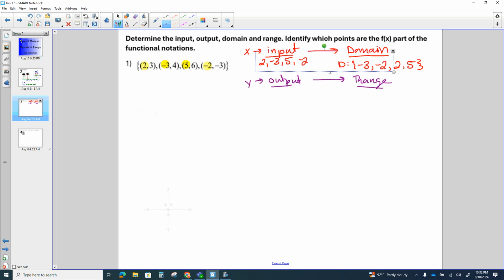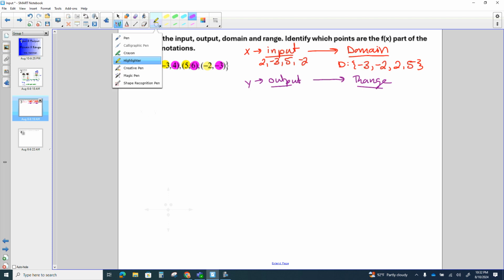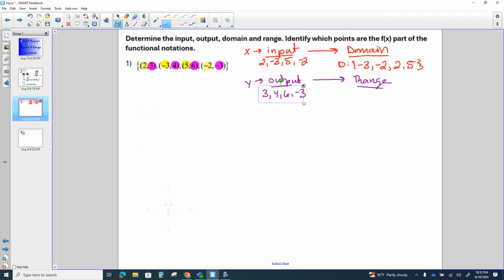So notice they're the same numbers, they're just written differently based on whether I said output or domain. All right, so the output, I'm going to make that pink, are the second numbers in every one of these parentheses. Each one of those are the outputs. So again, when we're writing them, you can write them as you see them when we just say output. So 3, 4, 6, -3. Those are the outputs of each of these sets of data.